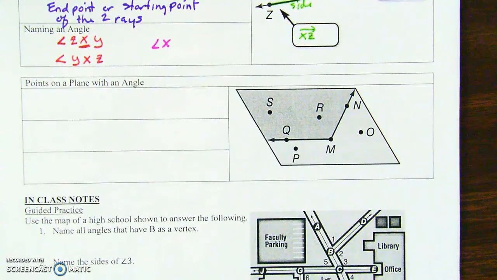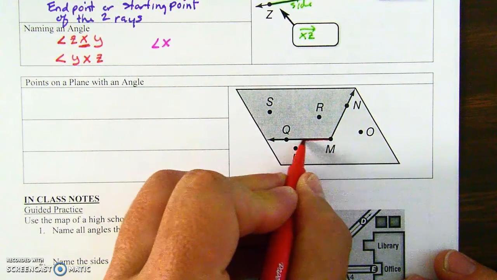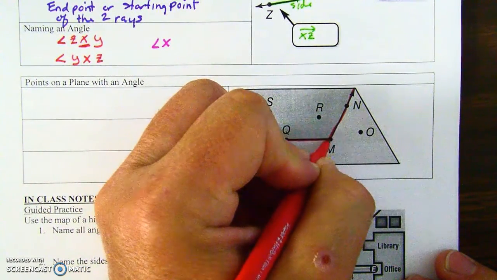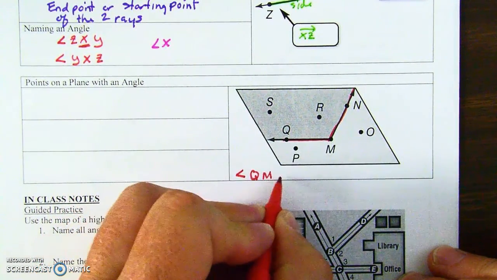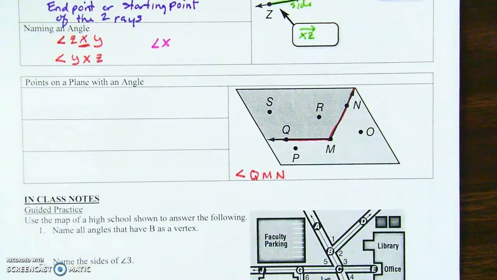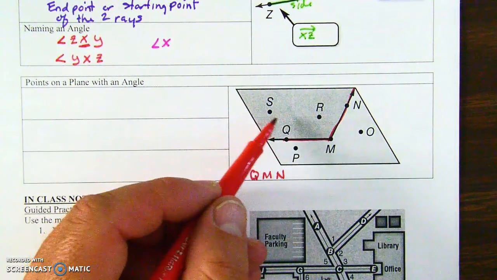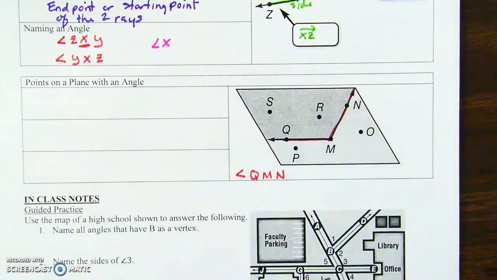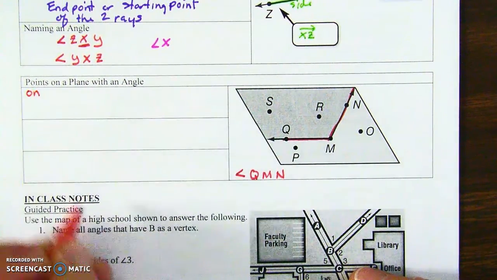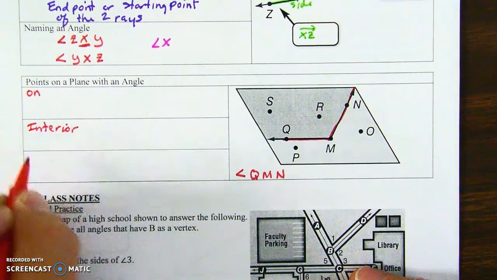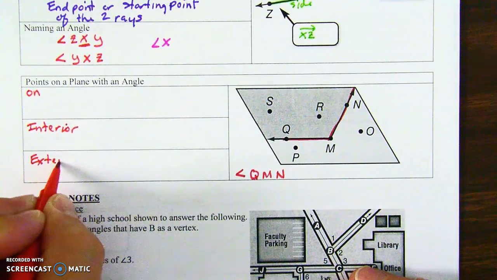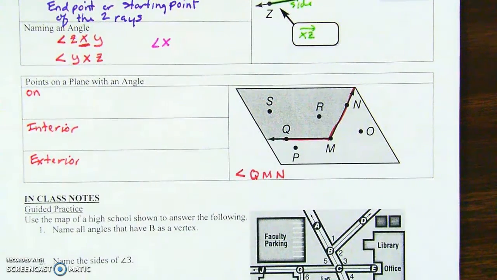So, points on the plane with an angle. Okay, so here's our angle. Let's highlight this in red. So we have our angle here, and just for practice, we're going to call that angle QMN. Okay, so we got that. Now, as you can see, there's a shaded darker area and then a lighter shaded area. What we're going to identify is that there are things that are on, interior, and exterior. Those are the things we're going to talk about.